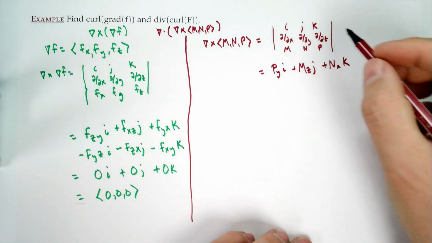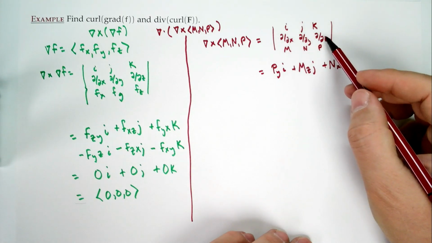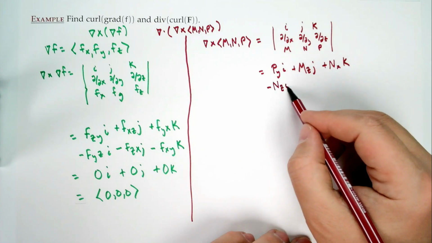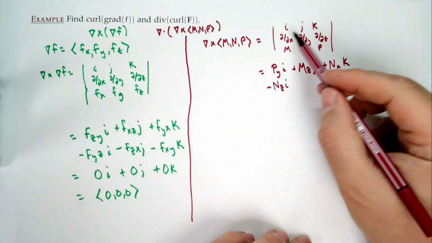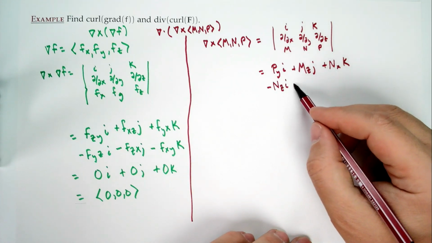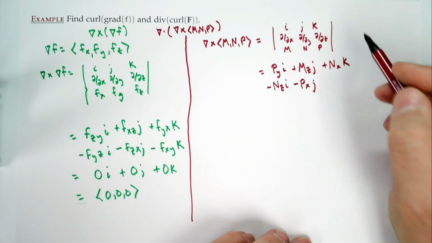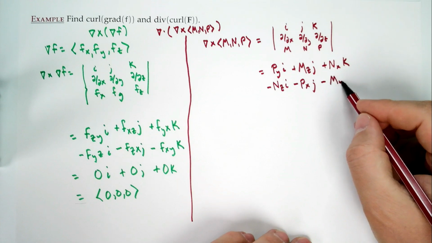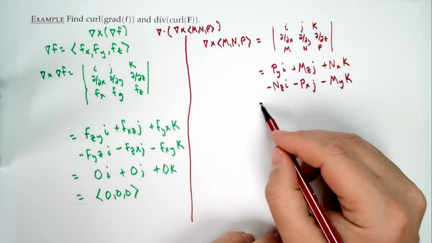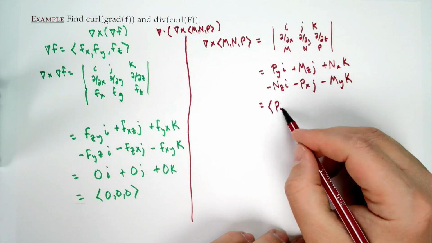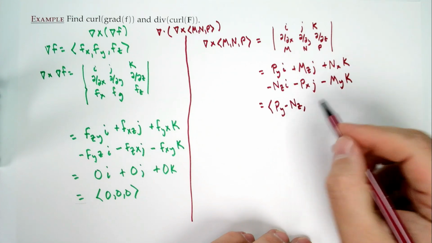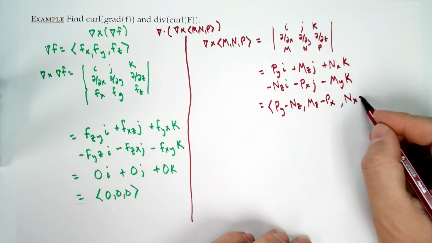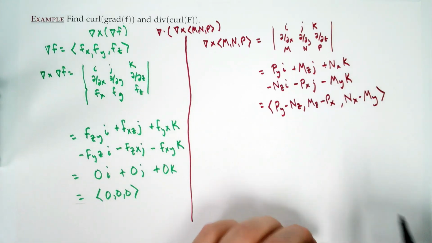So we went downhill, down and to the right. Now we're going to go down to the left, and then we subtract that. I, wrap around, partial Z of N. So that's going to be minus N sub Z, I. J, partial X, P, minus P sub X, J. And K, partial Y of M, minus M sub Y, K. So we get P sub Y minus N sub Z, comma, M sub Z minus P sub X, comma, N sub X minus M sub Y. Okay, so there's the curl.